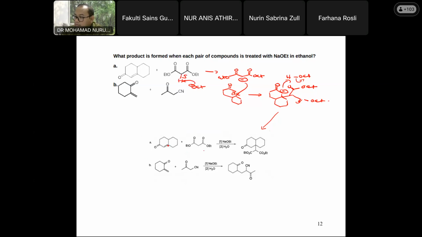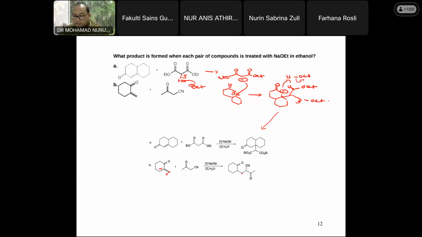Next, the second one. The second one is similar: an alpha, beta unsaturated carbonyl group. This is the alpha position and this is the beta position. At the beta position, they will make a new bond, and after that give you this kind of product. For this kind of subject, especially in organic synthesis, you have to do more exercises, and make sure you understand what you are doing.